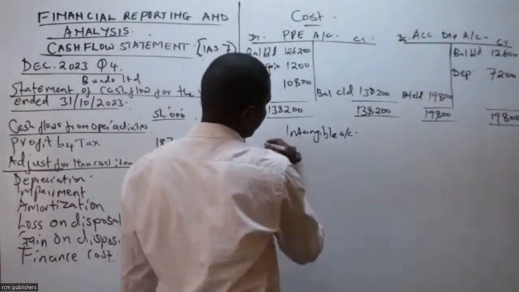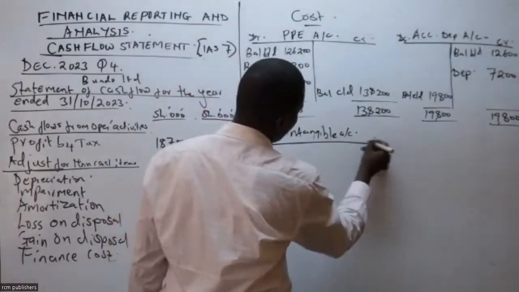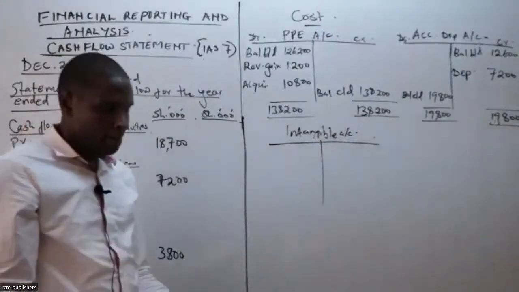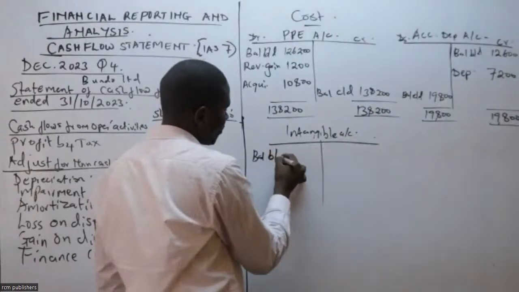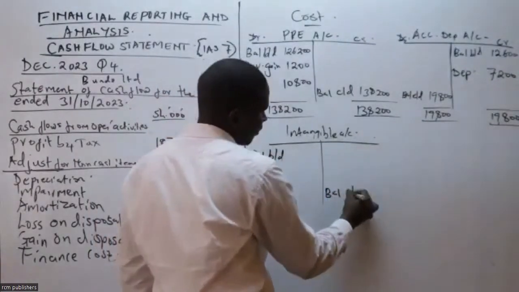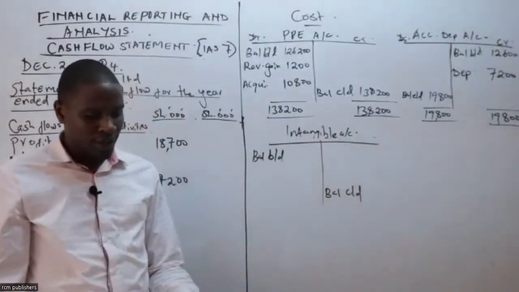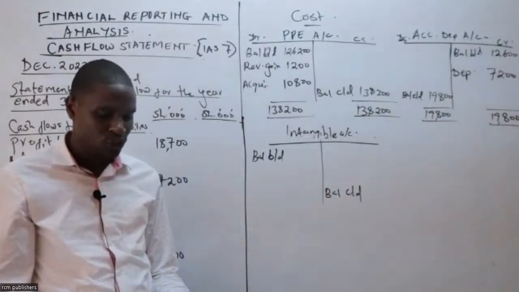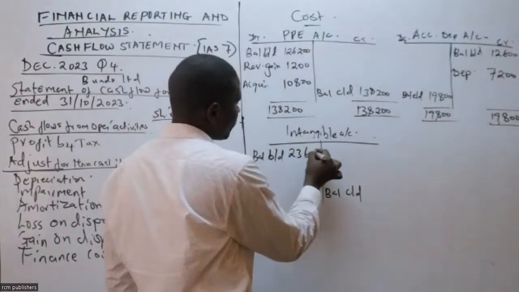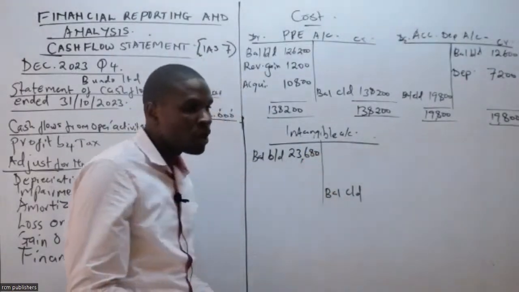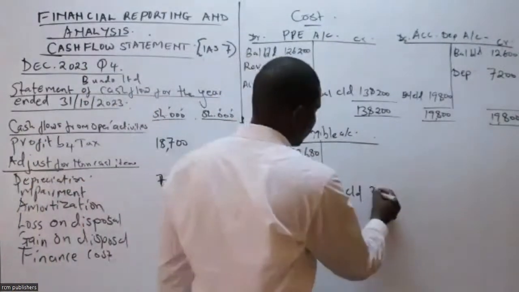Intangible asset account. Can you give me the balance that was brought down? This is an asset, so the balance brought down and balance carried down are to be on this side. 2022, 23,680. That is the balance that was brought down. Then the balance that was carried down is 24,290.